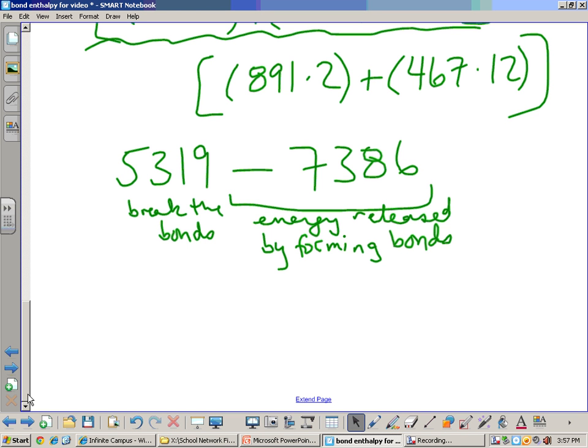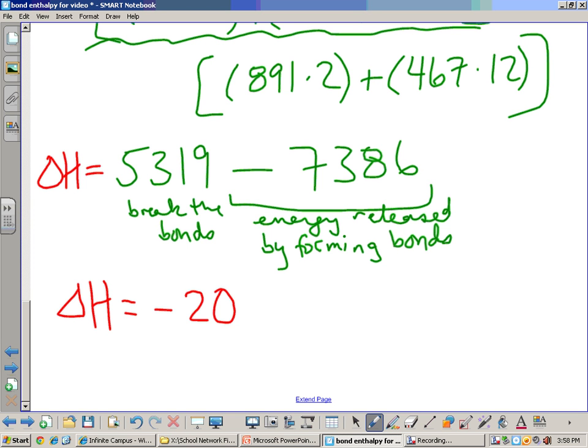So the overall delta H, it's simply adding these two things together, 5,319 plus a negative 7,386, or bonds broken minus bonds formed, 5,319 minus 7,386. And hopefully you're doing this math on your own to confirm that you get the same answer I do. When I do this, I get an answer of 2,067 kilojoules. This is the enthalpy for the overall reaction, overall enthalpy value.